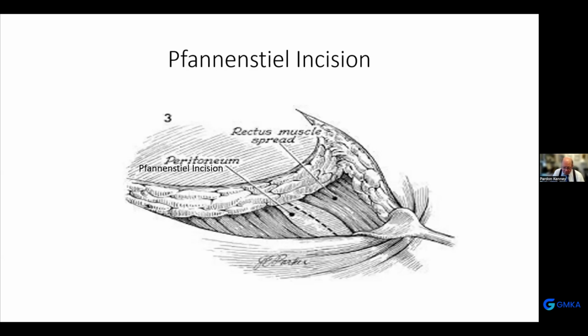but not for malignancy. Again, this does not give you adequate exposure for lymph node dissections or anything else, and you wouldn't want to use it for that purpose.